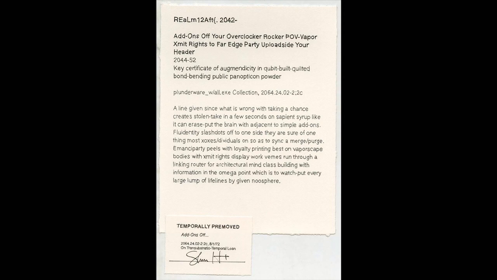I'm hand-drawing these things to look like wall placards for artwork that can't be there yet. So I'm speculating and describing things that couldn't be there. Maybe they could at a later time, but they're temporally pre-moved, so they weren't even there then. And they're all on loan for really interesting reasons. Like this one's on, yeah, transubstantial loan.